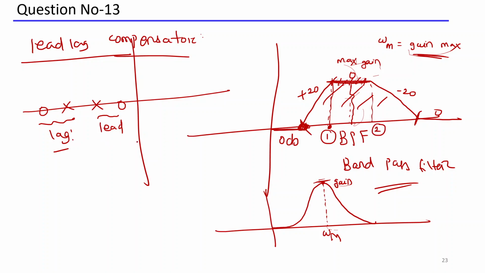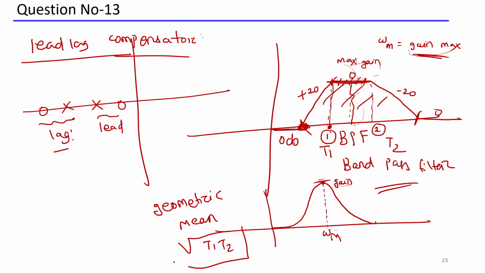So at these two corner frequencies, what you do is just take the geometric mean of these two corner frequencies. Let me give the corner frequencies in terms of time: this is, let's say, t1 and this is t2. Then you just find the geometric mean of t1 and t2. This will give you the frequency at which the gain will be maximum.